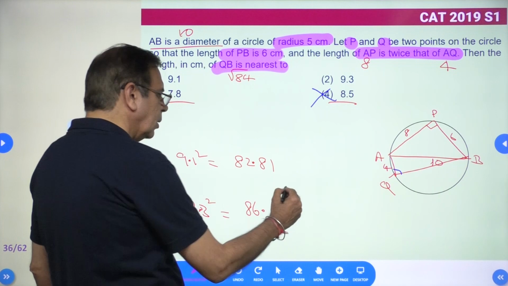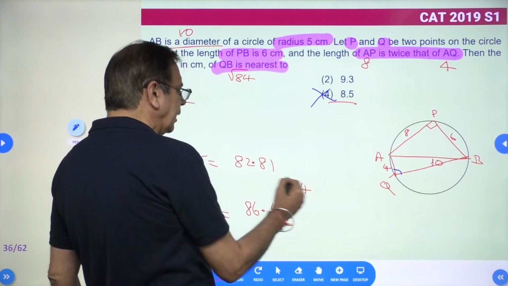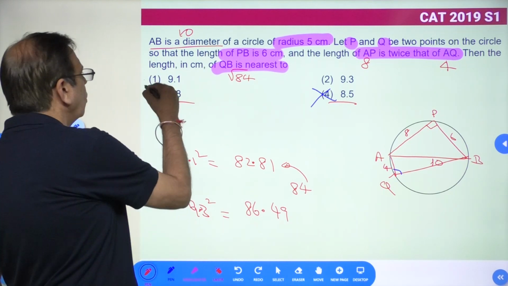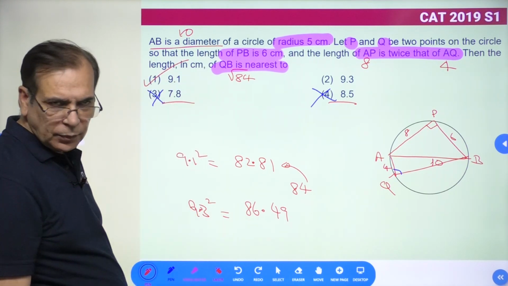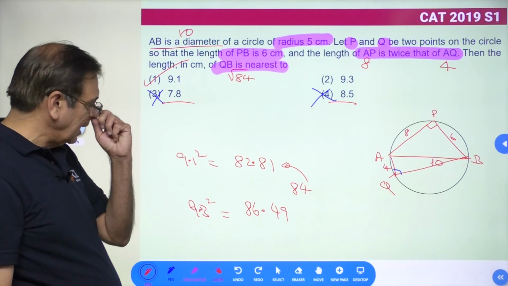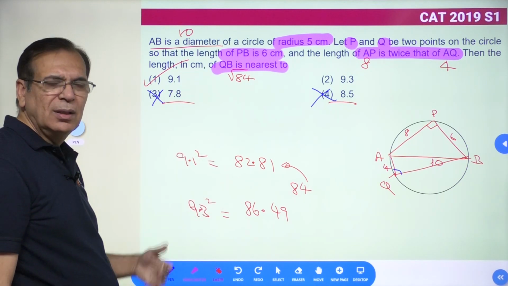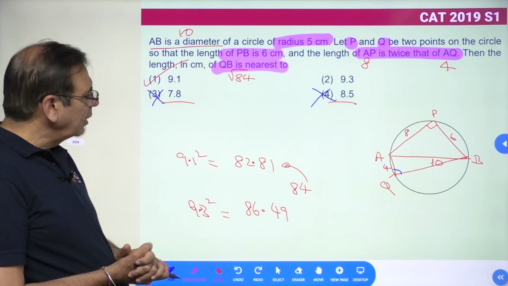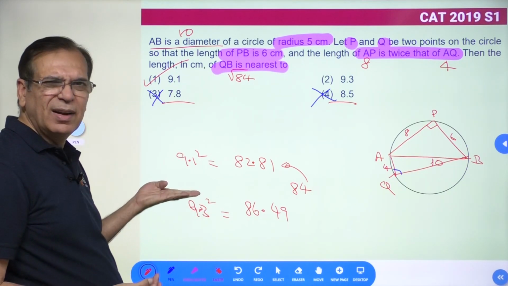And what are we looking for? 84. So 84 is closer to 82.81. So I will go with the answer choice of 9.1. Okay. So either you can use calculator and do it, or you can simply do your calculation. In CAT, you can use calculator. In other exams, calculator is not available. But this is a really difficult calculation.